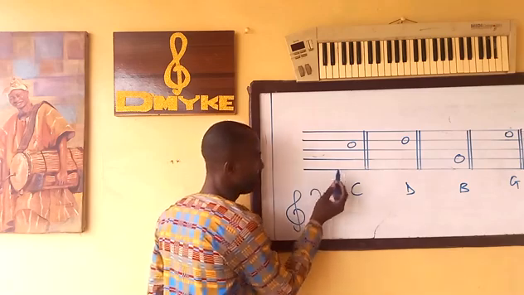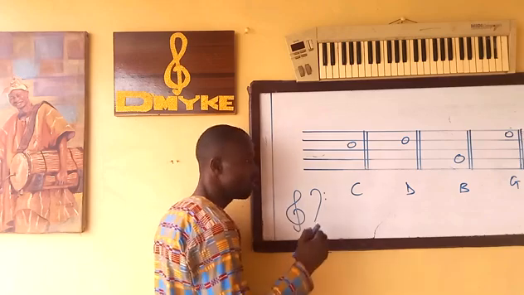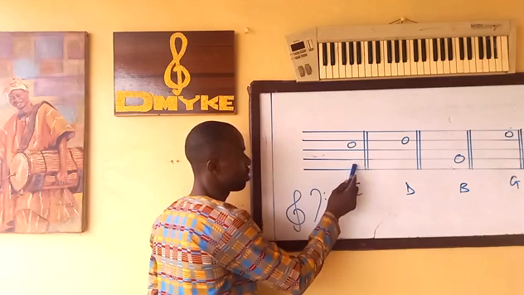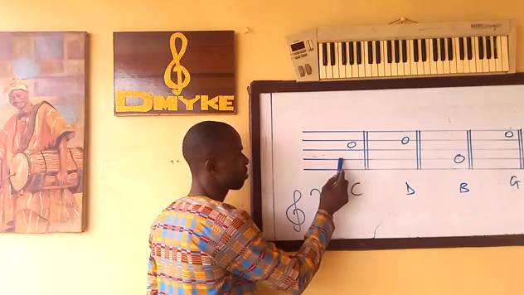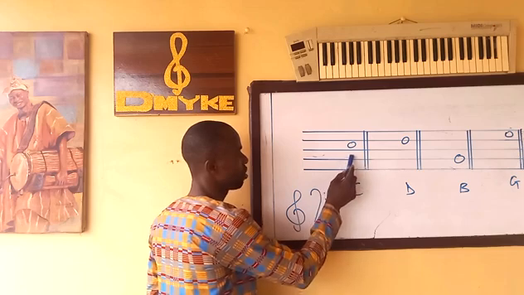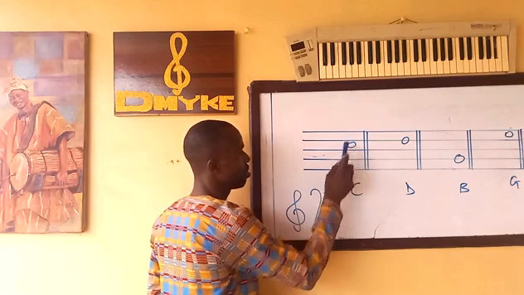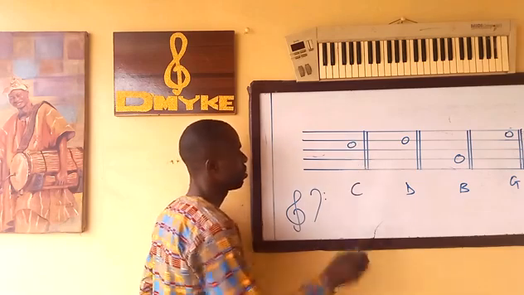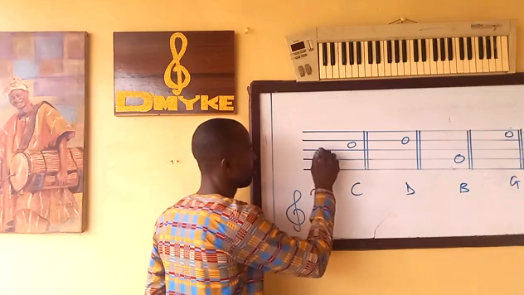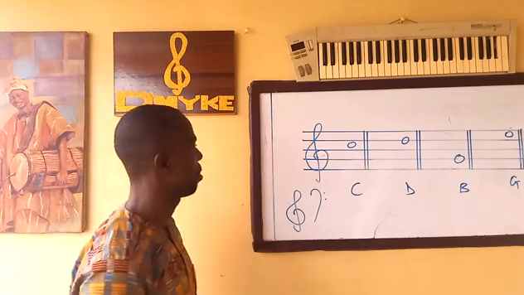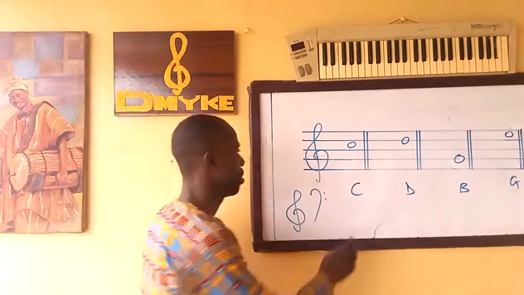If this line is E, so go one step at a time. This line is line E, this space is F, this line is G, this space is A, this line is B, this space is C. That means that this is a treble clef, like that. Let's change the second one.